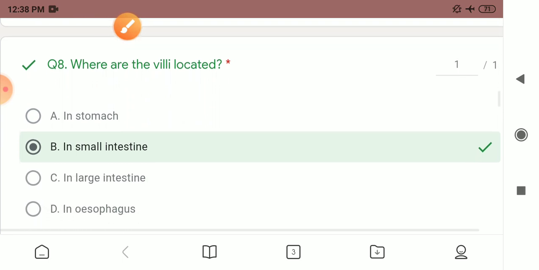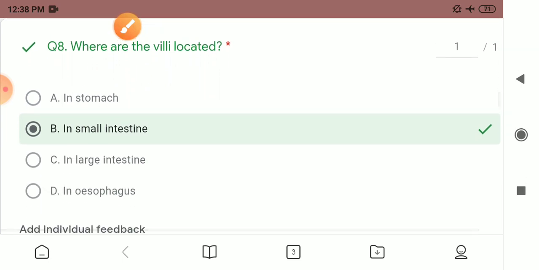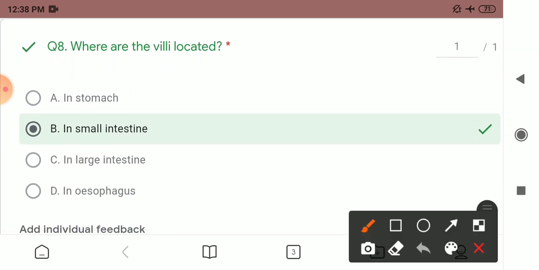Next, 8th number. Where are the villi located? The options are in stomach, in small intestine, in large intestine or in esophagus. So here your answer is option B, in small intestine. Villi helps, as we had studied in the chapter, it helps in the absorption of nutrients from the small intestine. So it is located in the small intestine.